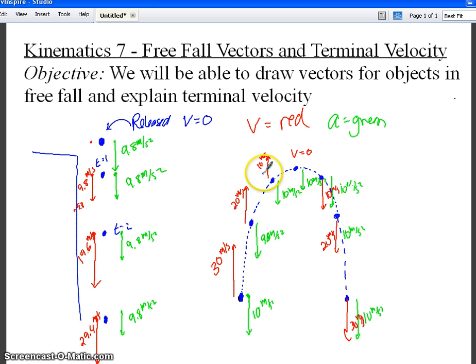It is the velocity that changes, and so we have to make sure that we understand very clearly what acceleration is and what velocity is. Velocity is a vector indicating the speed and direction of an object. Acceleration is the change in velocity.